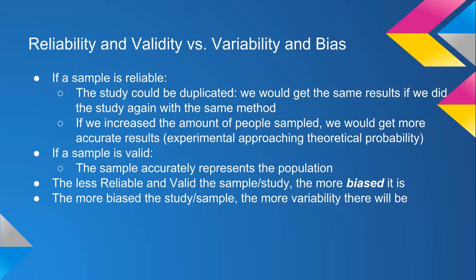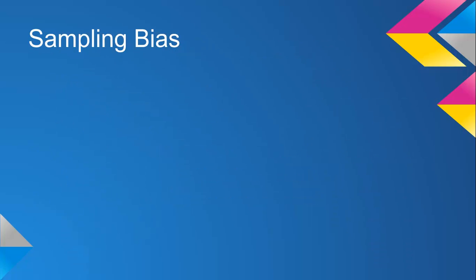If a sample is valid, the sample accurately represents the population. And so here's how it's related to variability and bias. The less reliable and valid the sample is, the more biased it will be. The more biased the sample is, the more variability, the different results you're going to get. Okay.